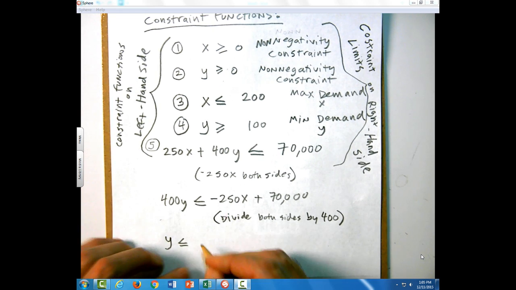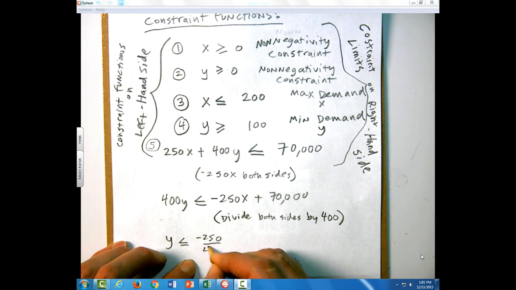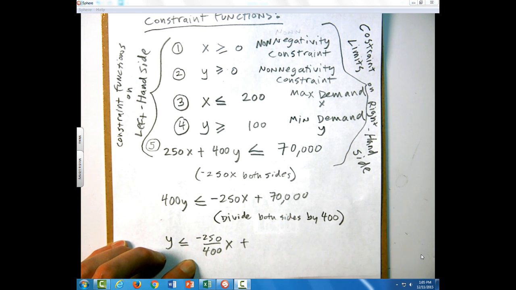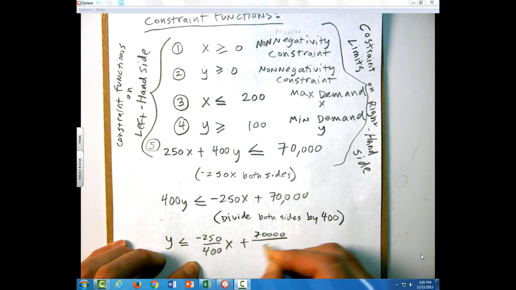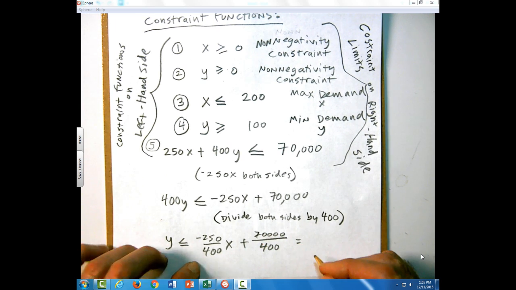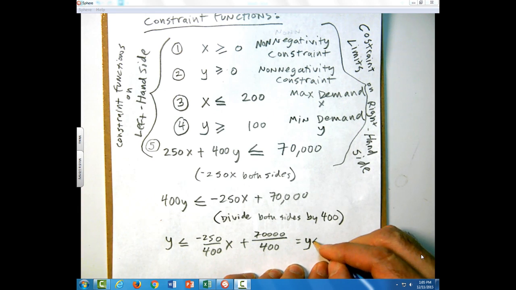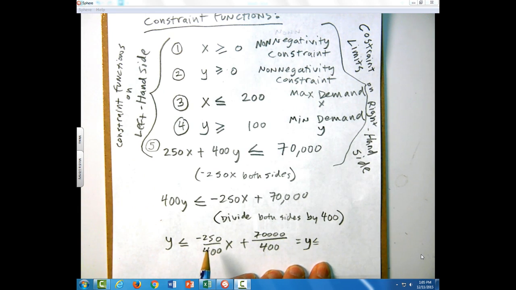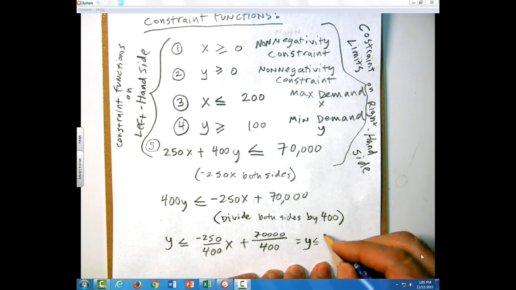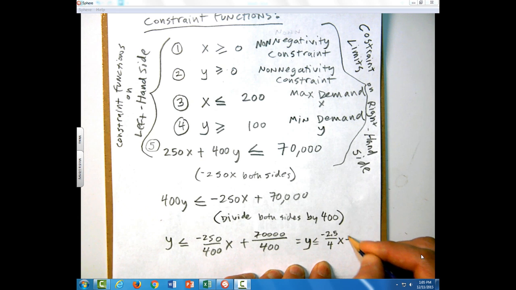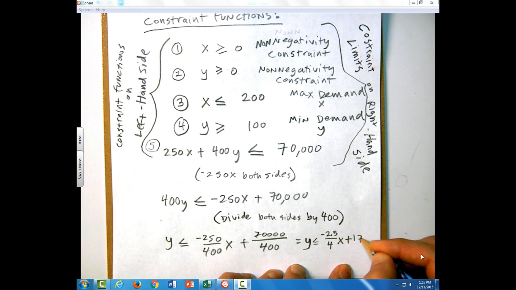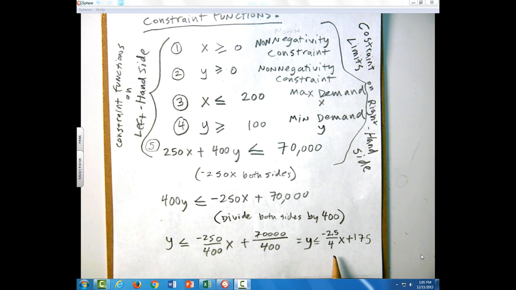Now I'm going to divide both sides by 400, so here I'm left with y less than or equal to minus 250 divided by 400 x plus 700,000 divided by 400. I'm going to reduce this by sliding the decimal in the numerator and the denominator, so I get y less than or equal to minus 2.5 divided by 4 x plus, and I already did it in Excel, I get 175. So now that equation right there we can plot. Let's go to our next page.